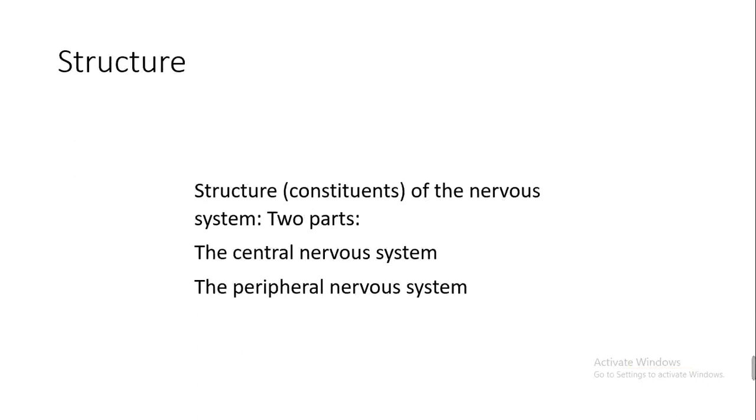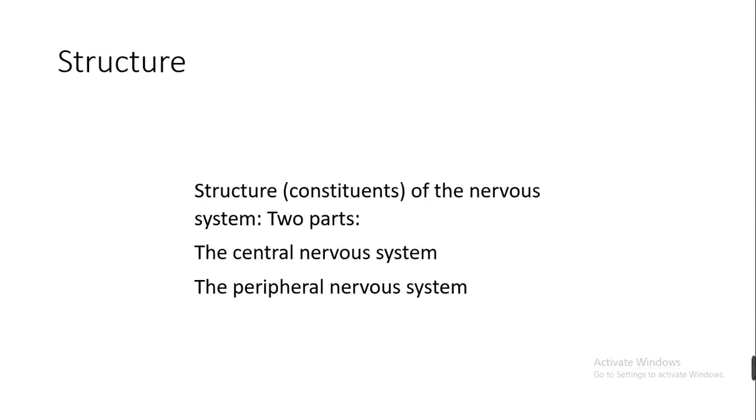This diagram clearly shows the brain at the top and the spinal cord with its parts labeled downward. So this is the central nervous system. We call it the CNS, the central nervous system, the brain and the spinal cord, the constituents of the brain and the spinal cord.